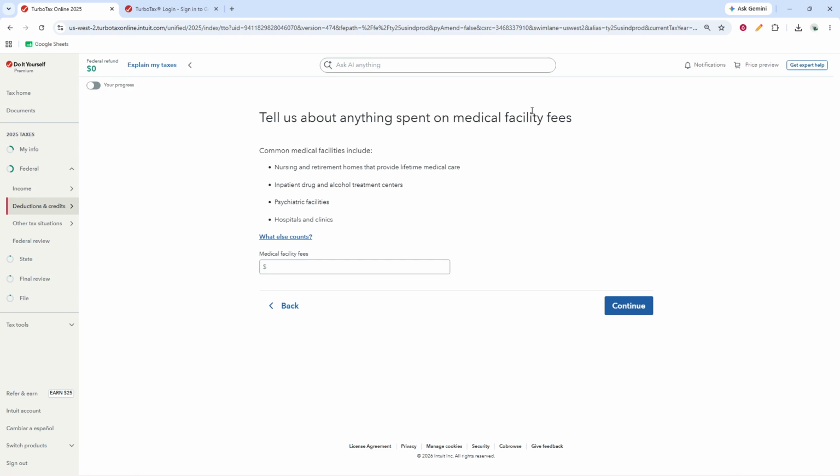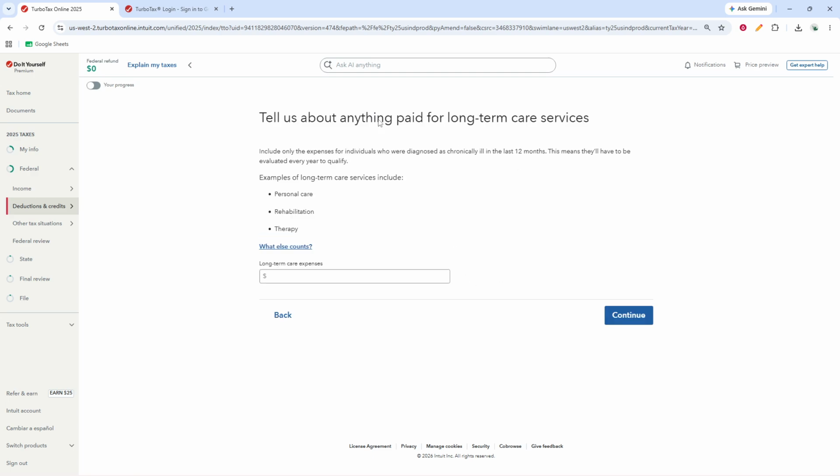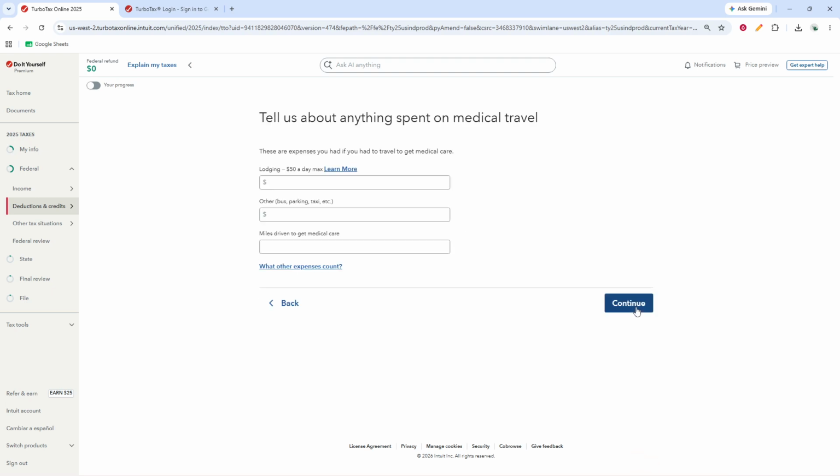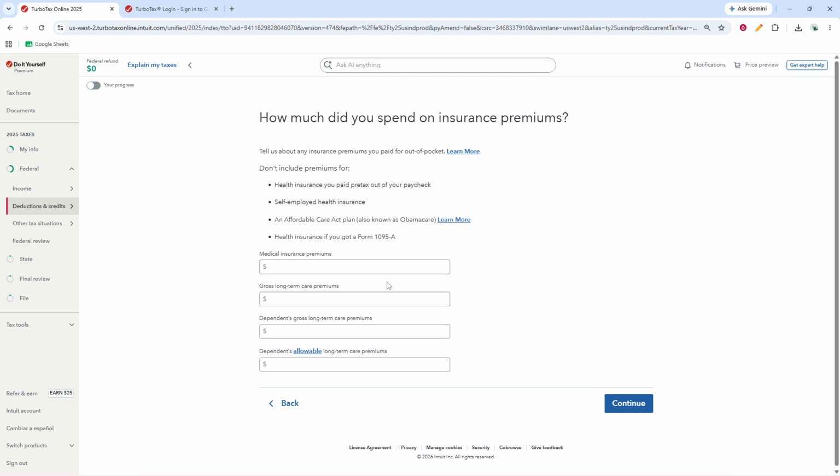As you go, enter any eligible lab and x-ray fees, long-term care services, eye care expenses, medical supplies and equipment, medical travel expenses, medical insurance premiums, and any other qualifying medical expenses that fit the prompts on screen. Take your time in each section so the amounts go into the correct category. If you kept records by type of expense, this is where that organization helps.